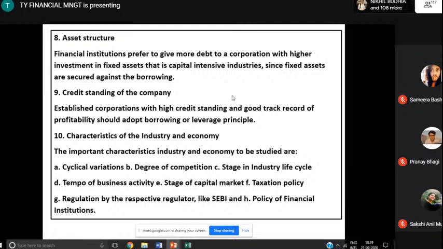While you decide about the capital structure of a company, you have to think about all these aspects. What is the last heading? Characteristics of the industry and economy. What is the previous one? Credit standing of the company. Then asset structure, the ratio between fixed assets and current assets. Everyone has faced this? Say yes, no.